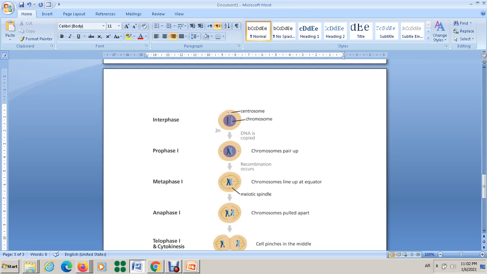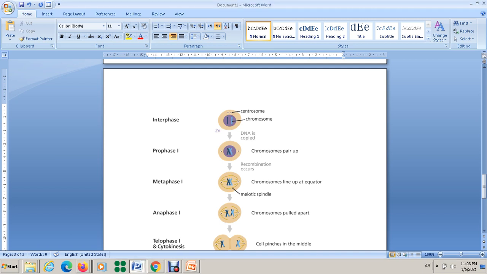Hello everyone. In this video we're going to start talking about the phases of meiosis. We have studied the phases of mitosis and how mitosis gives two identical cells. They have the same amount of genetic material. But now we want to talk about meiosis, and you have to keep in mind that the resulting cells number 4 cells.